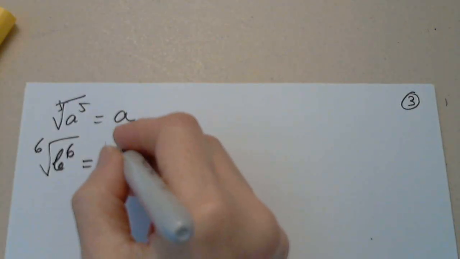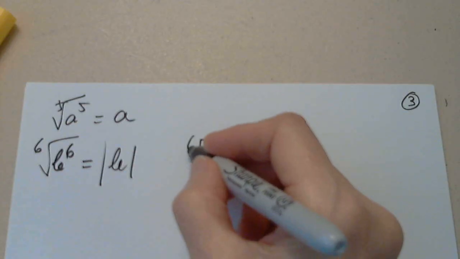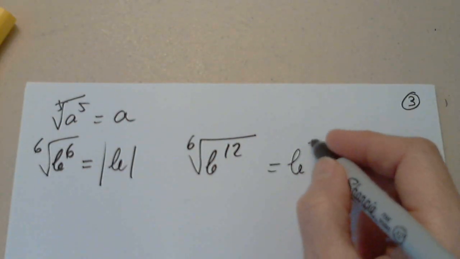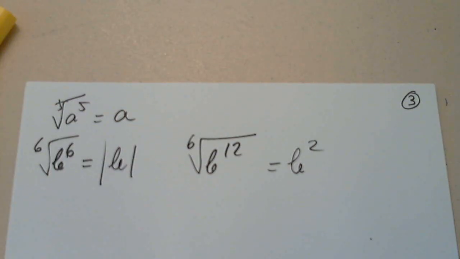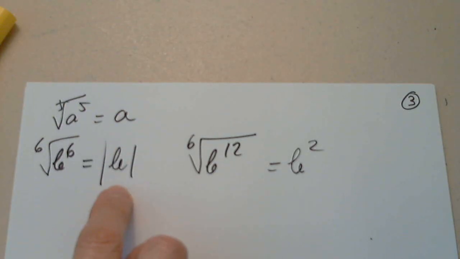Yes, we need to write the absolute value of b. We would not need to write the absolute value of b if this were b to the 12, because 12 divided by 6 is 2. So the 6th root of b to the 6 is indeed the absolute value of b. This requires the answer to be positive, and b could be negative.